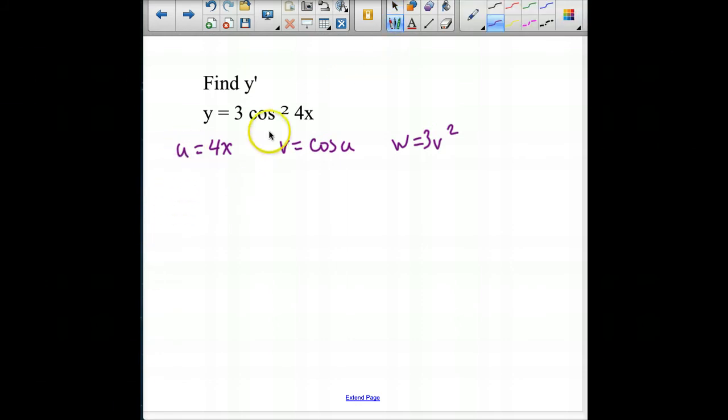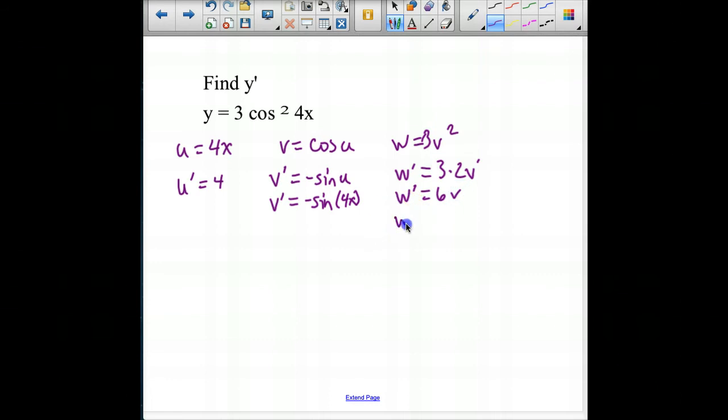So our chain rule says, now that we've got our functions set up, they're like nesting dolls, like those Russian nesting dolls. u prime is 4, v prime is negative sine u, but we want to put u back in, so it's negative sine of 4x. Please remember you always put the original function back in. You never put a derivative into the derivative of another part. And then the derivative of w would be 3 times 2v to the first. So it's 6v, but v has to be back substituted. v was cosine of u, so we have 6 cosine of u. And that's still not all the way back to the original letter, which was x. So we have 6 cosine of 4x.